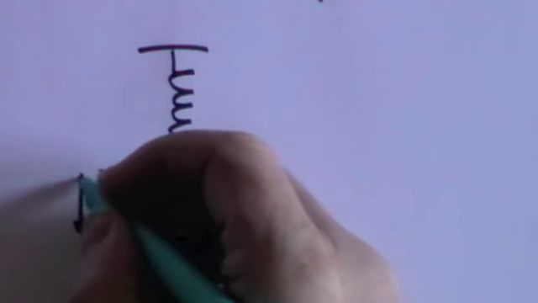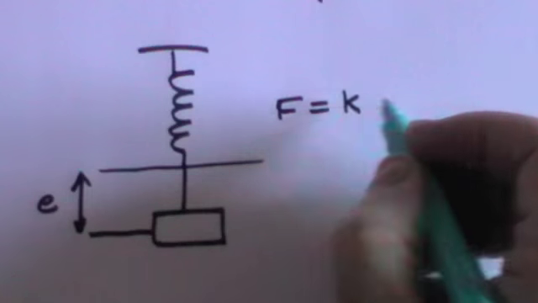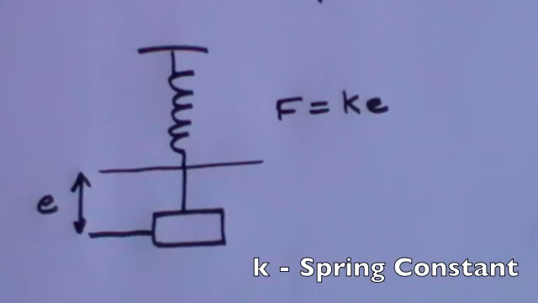If you take an ordinary spring and suspend it from something, then it will have a natural length. If you hang a mass on it, the spring will extend to a new position. There will be an extension of that spring, which we'll call E. And the force that you need to extend that spring is given by k times e, where k is what is called the spring constant.